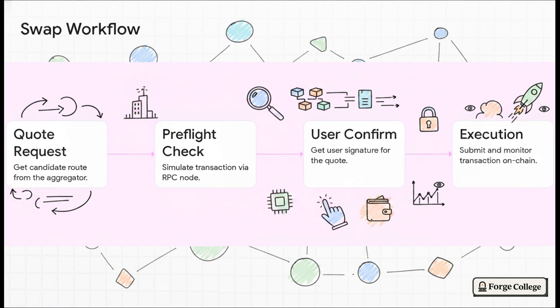We do this by simulating the transaction via an RPC node, which lets us estimate compute costs and, crucially, catch any failures before they actually happen. Step 3 is getting the user to sign off, and finally, Step 4 is the actual execution and monitoring. If you stick to this exact sequence, I promise, your on-chain interactions will stay minimal and highly predictable.